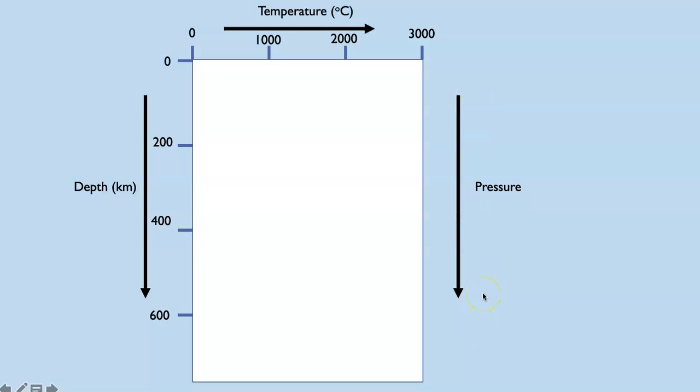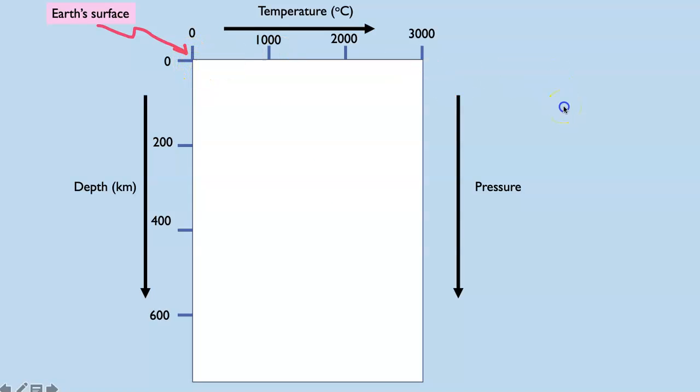So here's our graph. Now, do you know, looking at this, where the surface of the Earth would plot on this graph? Right here. Earth's surface is essentially 0 depth and 0 degrees centigrade. Well, it's a little bit higher than that, but it's essentially 0 on this plot.